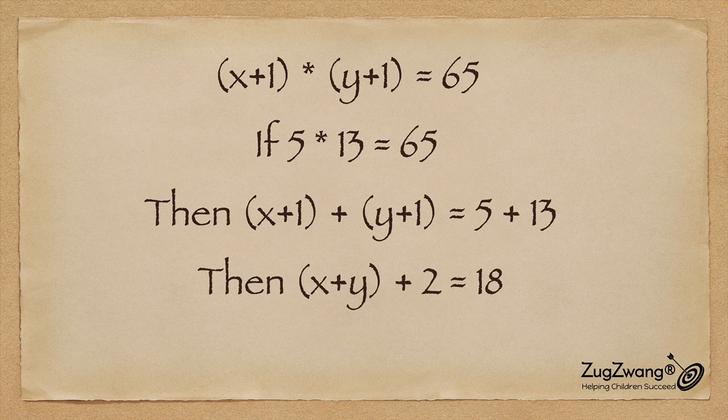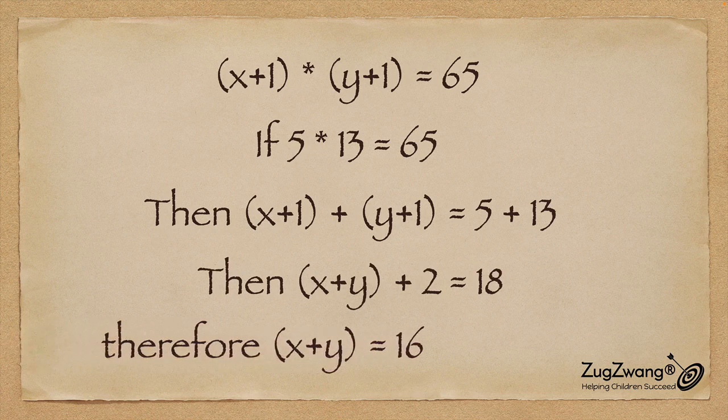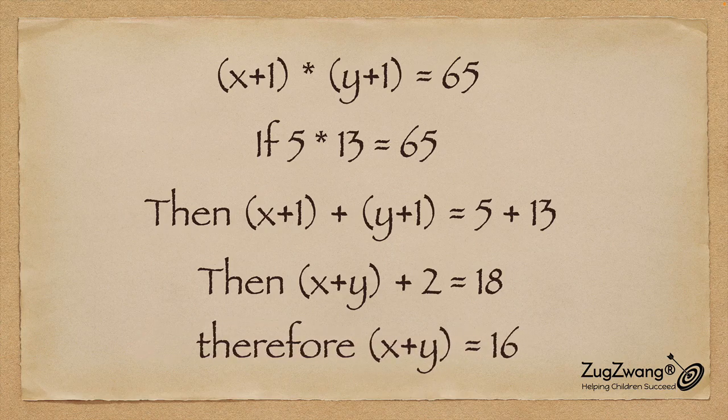So x plus y plus 2, combining the terms, is going to be equal to 18, or x plus y is going to be equal to 16. So that's the answer to the question.